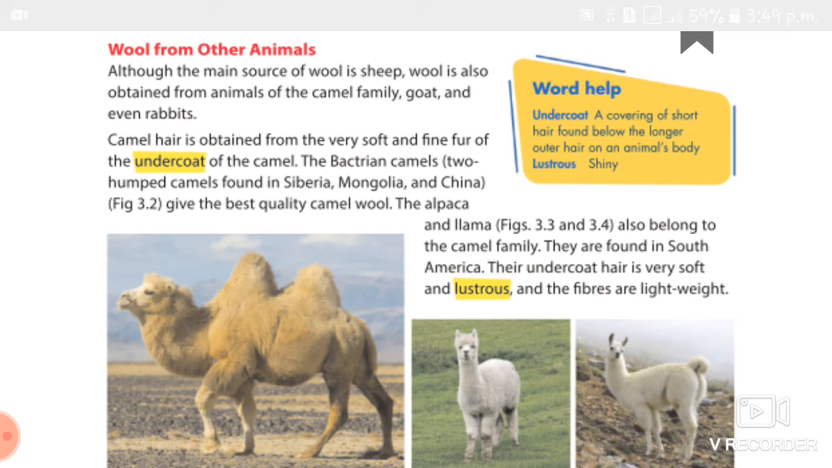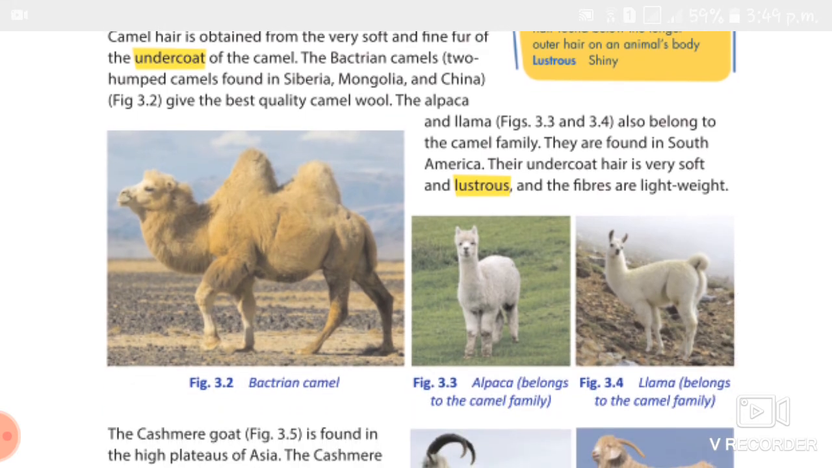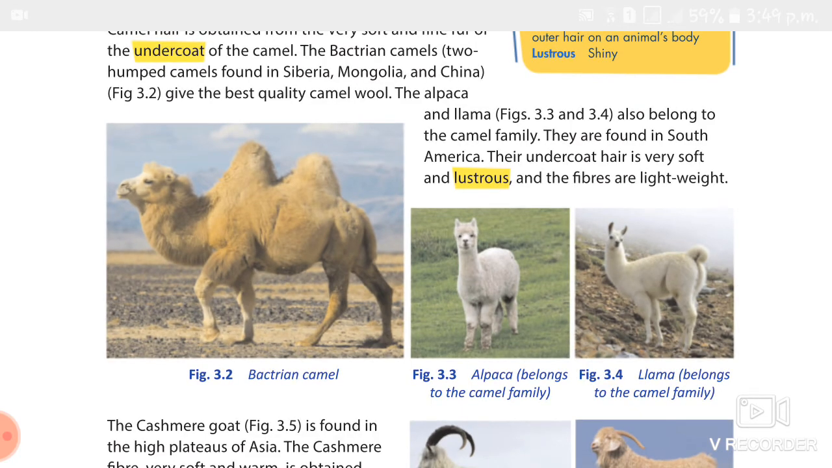The next one is the alpaca and llama. You can see this picture. It is found in South America. Their undercoat hair is very soft and lustrous, and the fibers are lightweight. And the next one is goat.